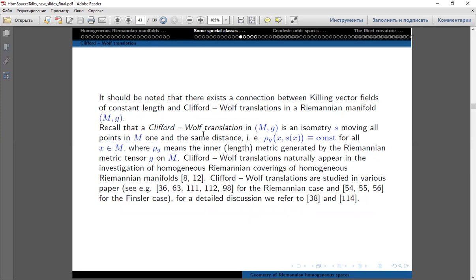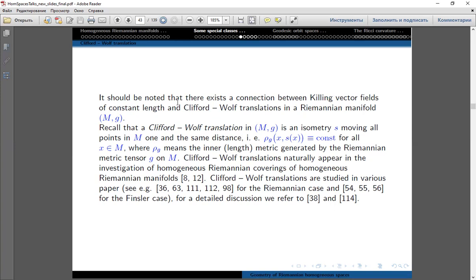Recall that a Clifford-Wolff translation in a Riemannian manifold is an isometry S moving all points in this manifold one and the same distance. Hence, we have this formula for the inner or length metric generated by a Riemannian metric tensor. Yes, all points move the same distance. Of course, it's easy to consider natural examples. For example, in the Euclidean space, the Euclidean plane, any parallel translation by a given vector has this property.